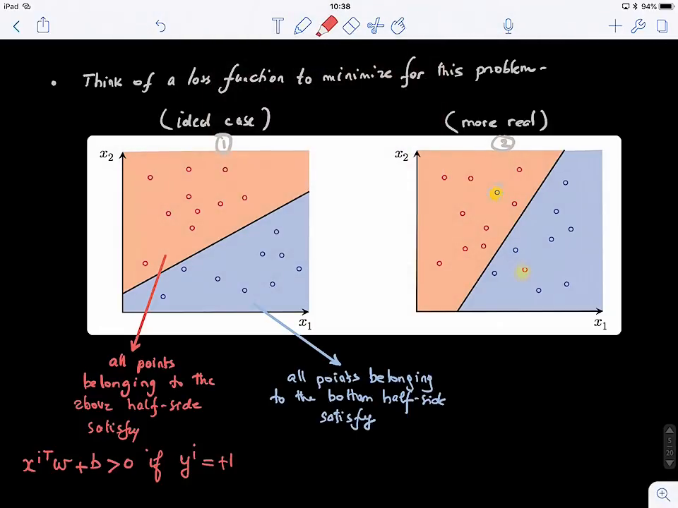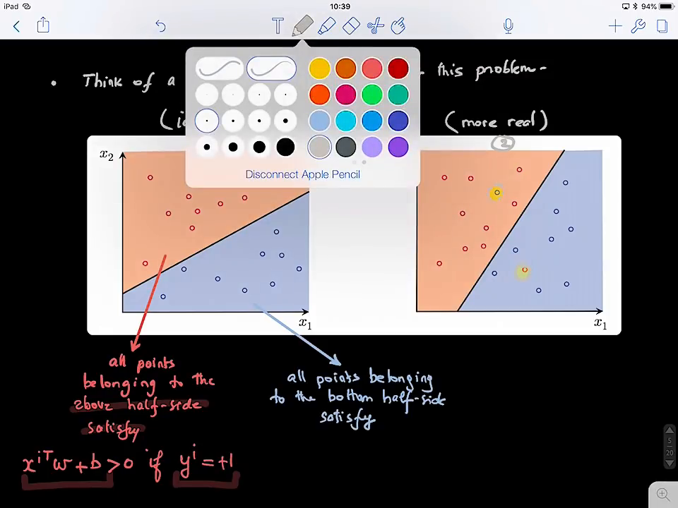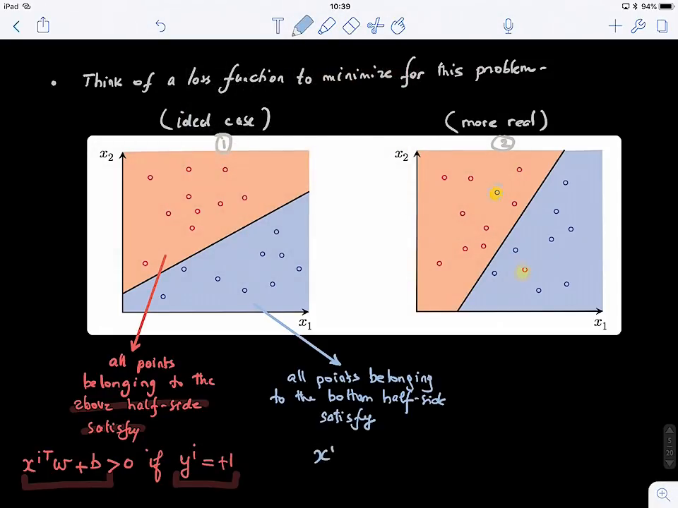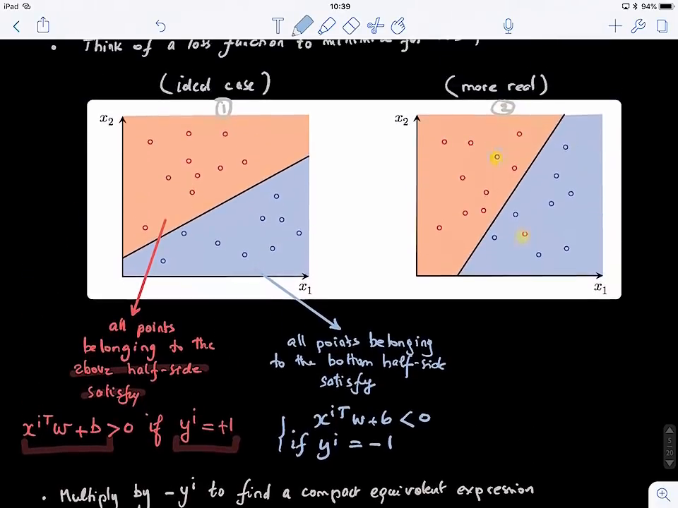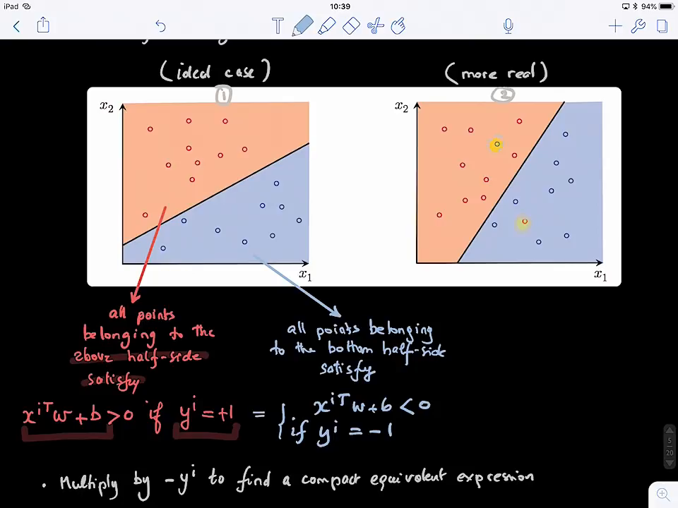All points belonging to the above half side satisfy xi transpose w plus b is positive, and the label is also positive. And what about the other ones? We have the opposite: xi transpose w plus b is negative, and their label is negative, it's -1. There is a trick here. Interestingly, these two conditions are equivalent. We can write them in a compact form.